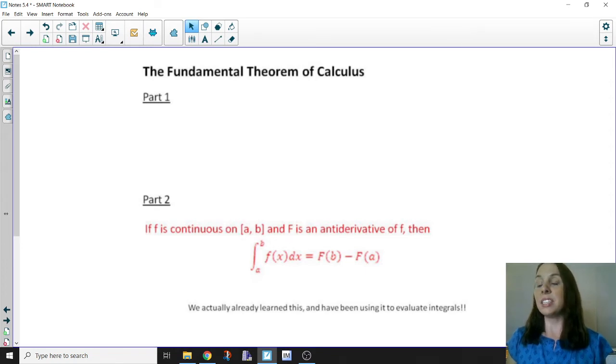If f is continuous on [a, b] and capital F is an antiderivative of lowercase f, then the integral from a to b of f of x dx is equal to capital F of b minus capital F of a. We already learned this back in the last section, and we've been using it to evaluate integrals.